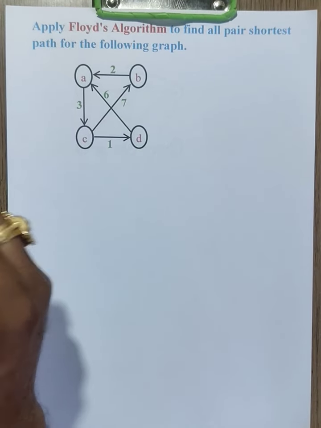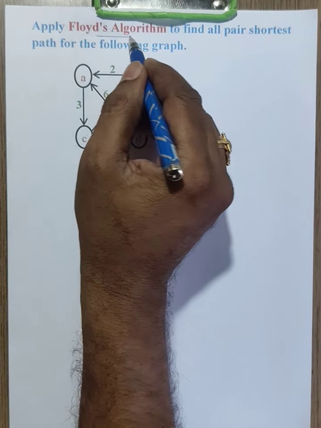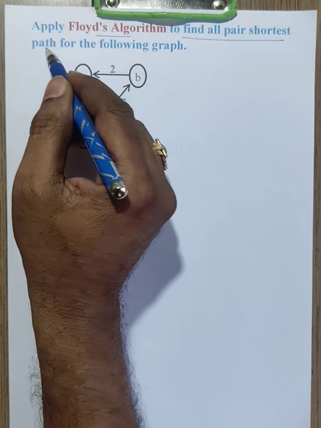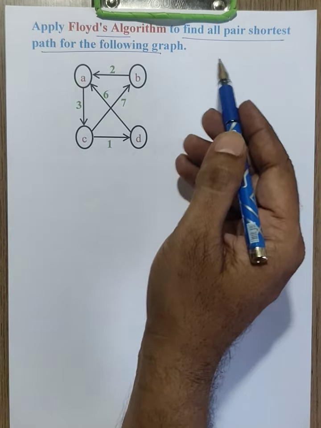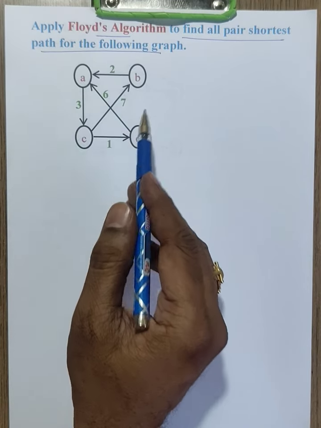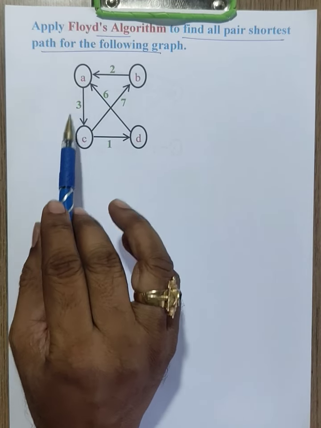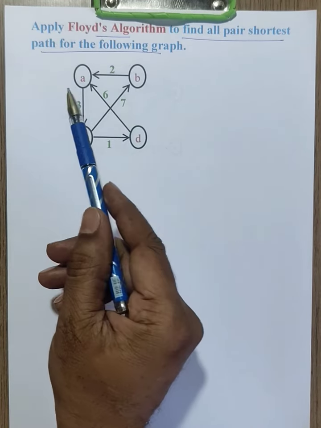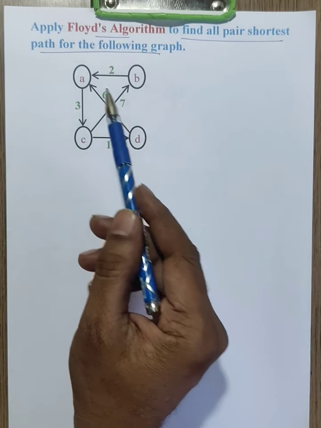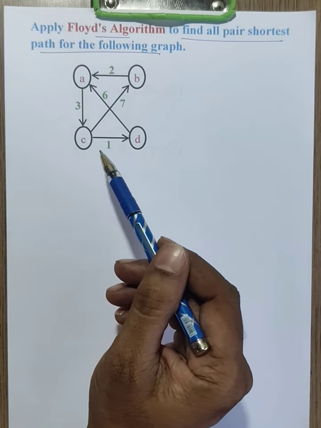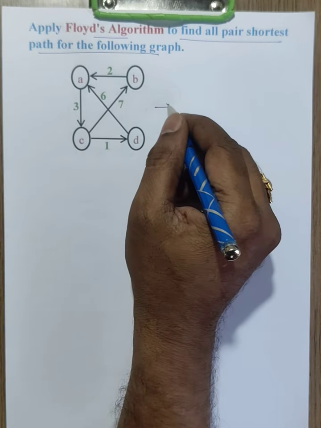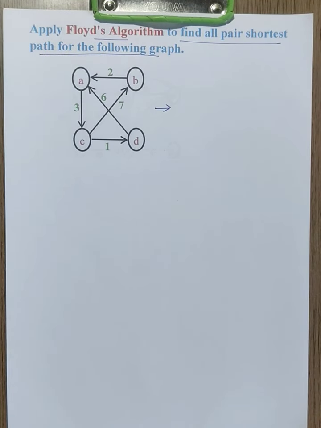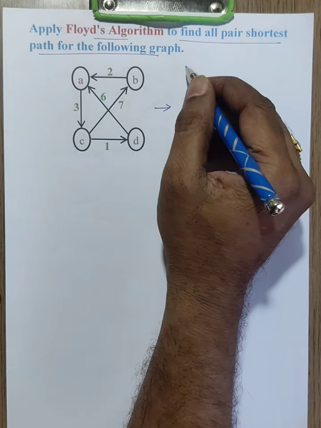This is Floyd's algorithm to find all pair shortest path. All pair shortest path means find the shortest path to visit all vertices: A to B, A to C, A to D. Similarly, B to A, B to C, B to D, D to A, D to B, D to C. And within this, if a graph is given, then first convert this graph into an adjacency matrix.